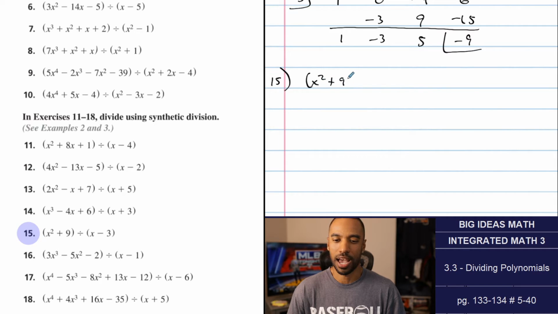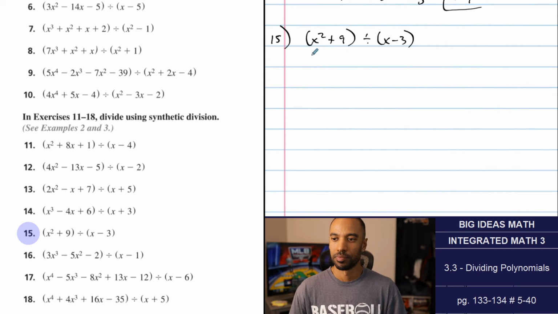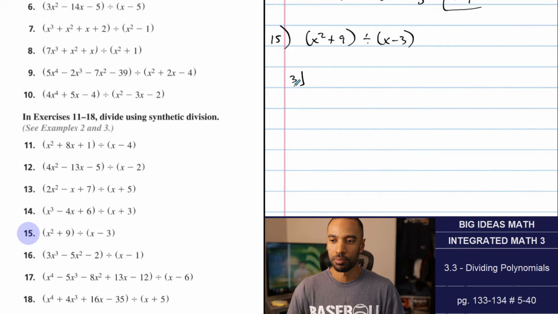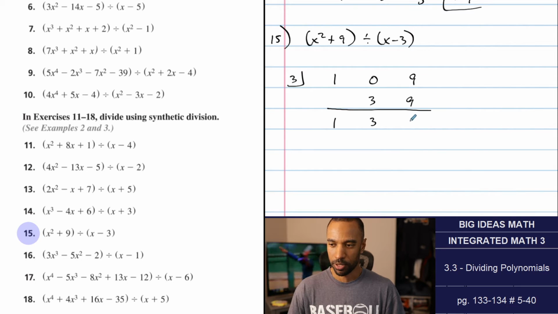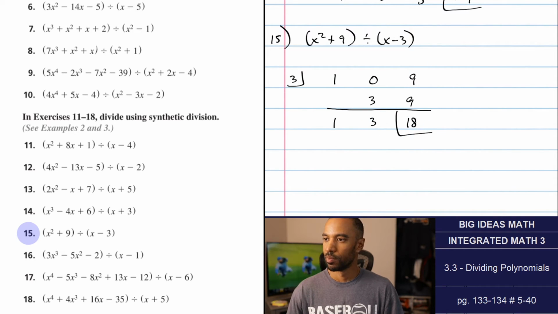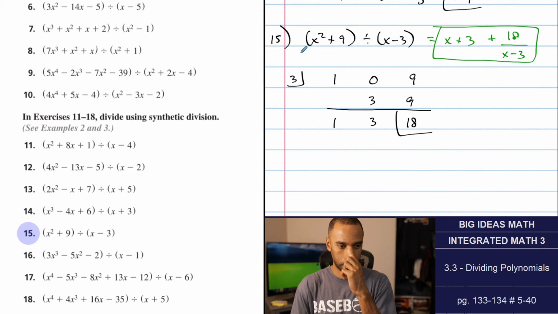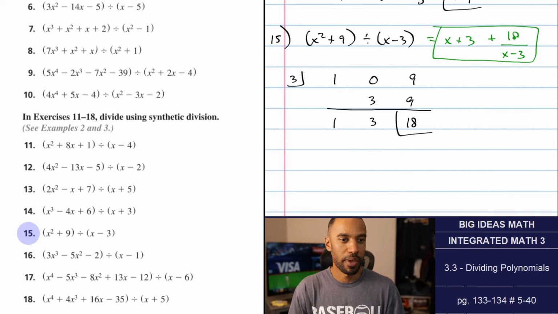All right, x squared plus 9 divided by x minus 3. Once again, we need a placeholder for the x term. So 3 is your root. I got 1x squared plus 0x plus 9. 1 times 3. 3 times 3. 9 plus 9. Our answer is x plus 3 plus 18 over x minus 3. Okay. Pretty whiz-bang on those.